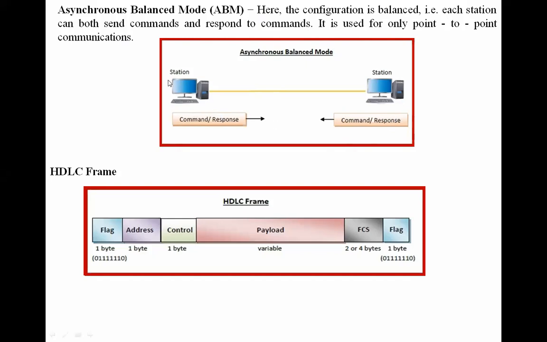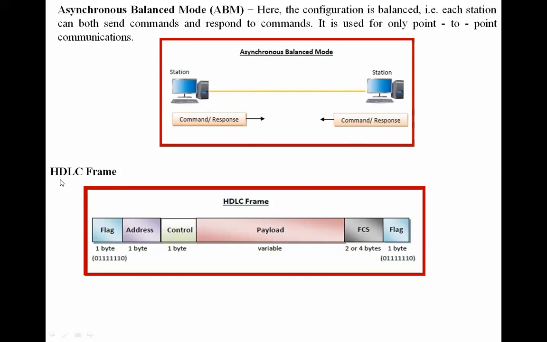Point-to-point is nothing but only one computer at the source side, and at the destination side also only one computer. These two will be acting, sending the command from station 1 to station 2. The command has been received, and station 2 is going to send the response to station 1 with the command. That is what asynchronous balanced mode is.